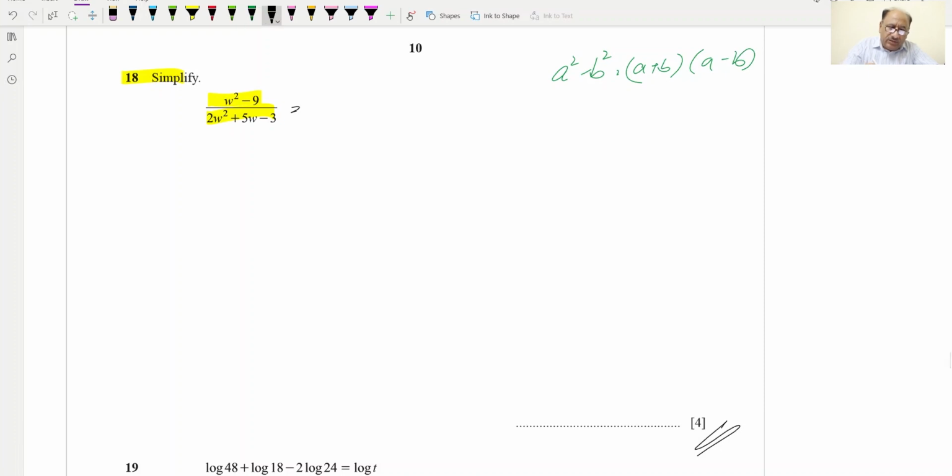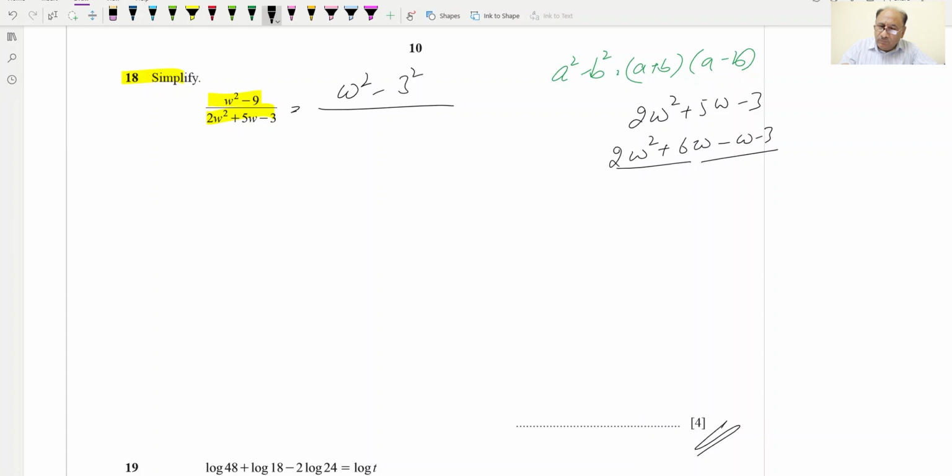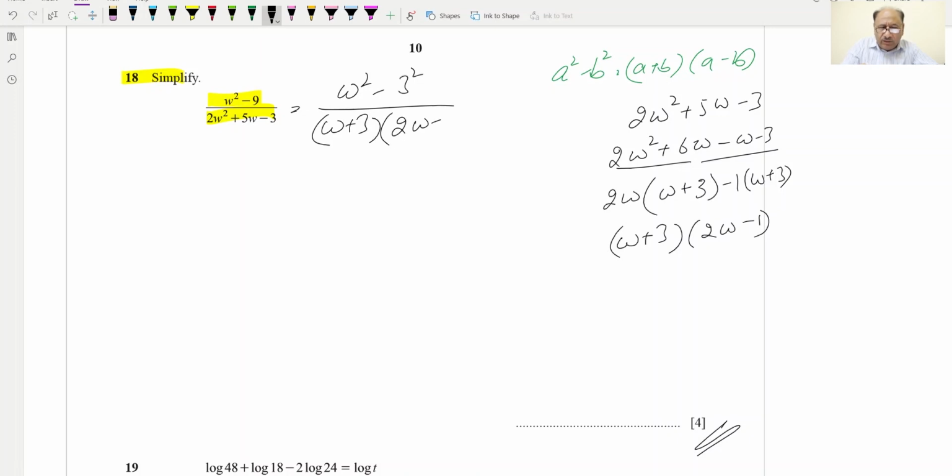So we can rewrite it as w squared minus 3 squared over, we can factorize this separately, 2w squared plus 5w minus 3. So we can write 2w squared plus 6w minus w minus 3. So 2 pairs, and this will be 2w we will take common, so w plus 3, and minus 1 common, w plus 3, and we will get w plus 3 and 2w minus 1. So factors, we will write here w plus 3 and 2w minus 1.